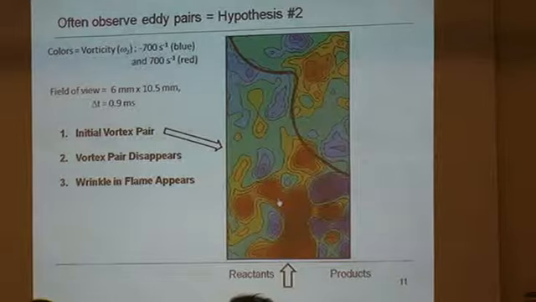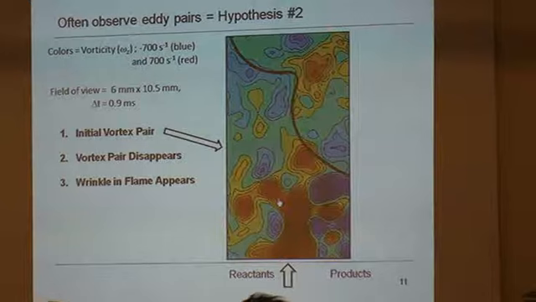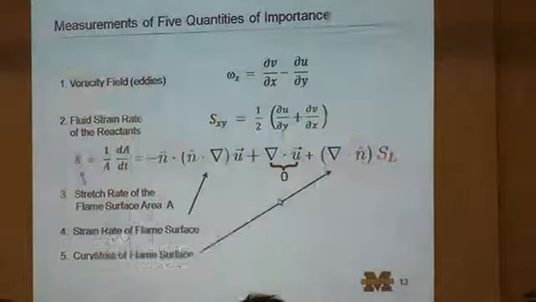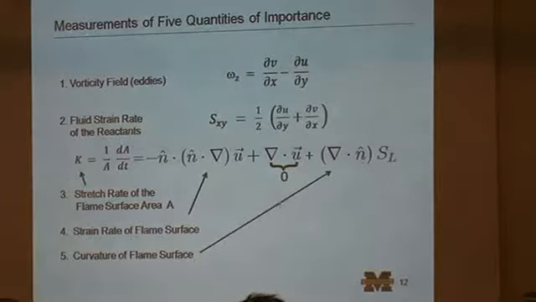These are the contours of a scalar, basically, not contours of a vector. But the wrinkle appears, and so this appears to be like the Meneveau idea, but we don't see this all the time. This is a good one. Okay, there's some bad ones too.